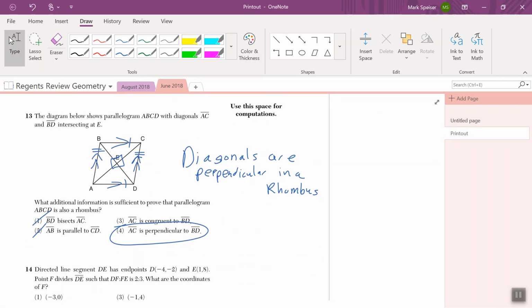Question 13. The diagram below, parallelogram ABCD with diagonals AC and BD intersecting at E. Which additional information is sufficient to prove the parallelogram is also a rhombus? The thing special about a rhombus is the diagonals are perpendicular. So AC is perpendicular to BD, which is choice 4.